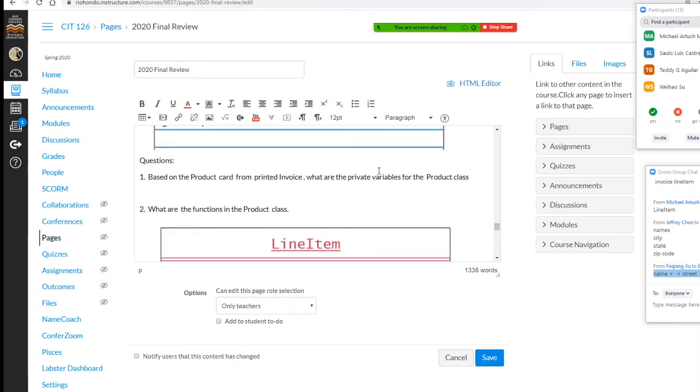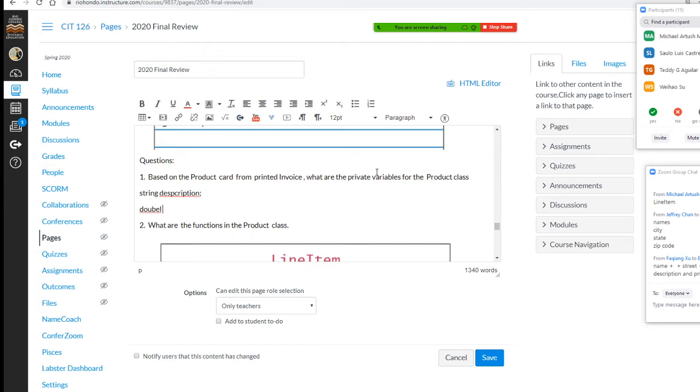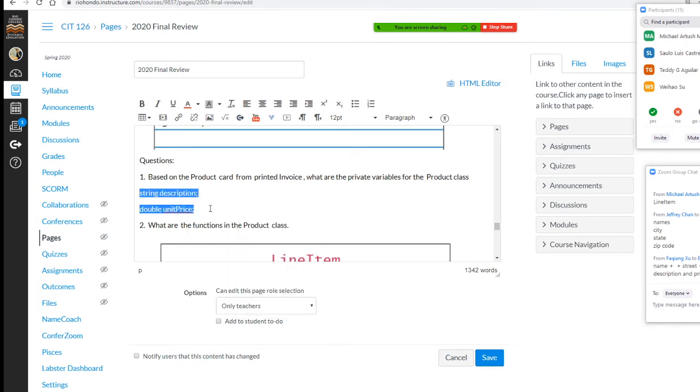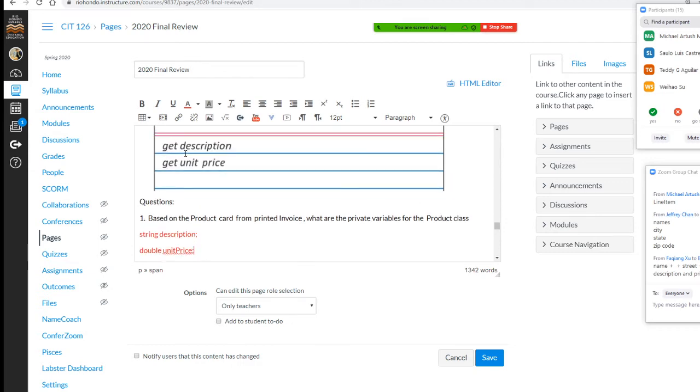So can I write it down right here? All right. So don't I see a string called description? Right? All right. Do I see a double called unit price? Do I see that? Yes or no? Right? So I saw those two things. Yeah, good. Fa Chang, very good. I saw description. I saw unit price. Because of that, I need to get description. I need to get unit price.